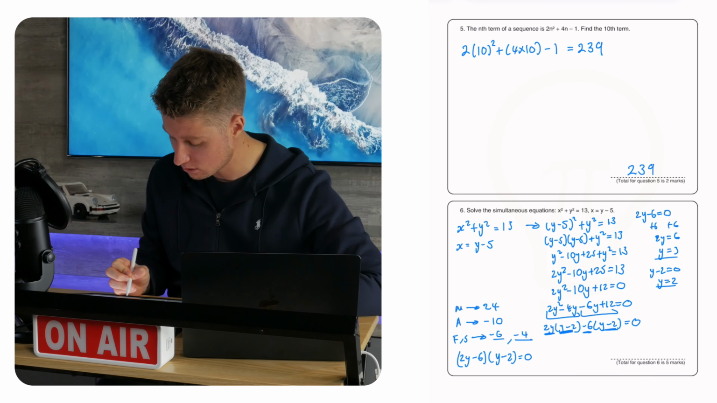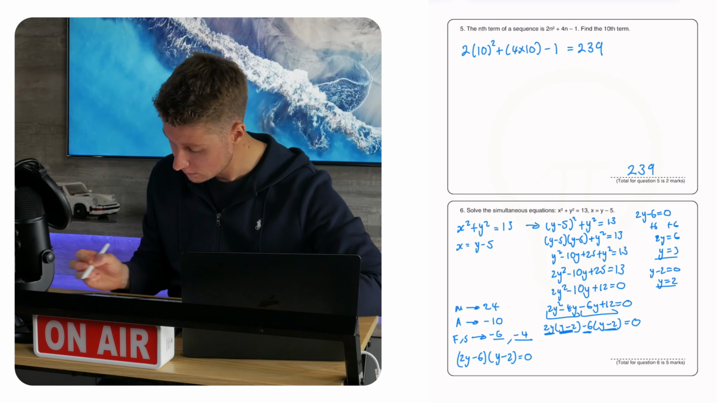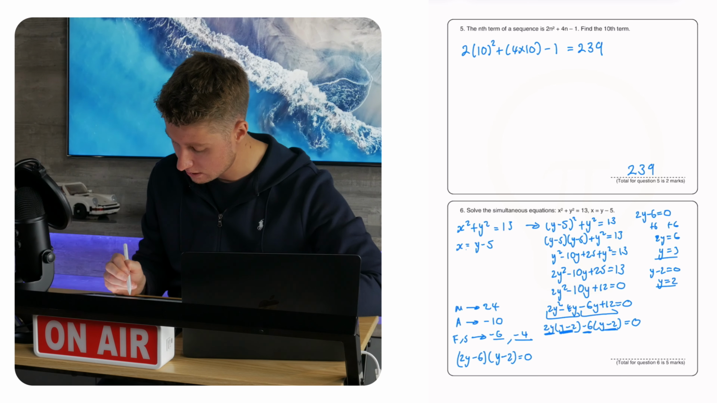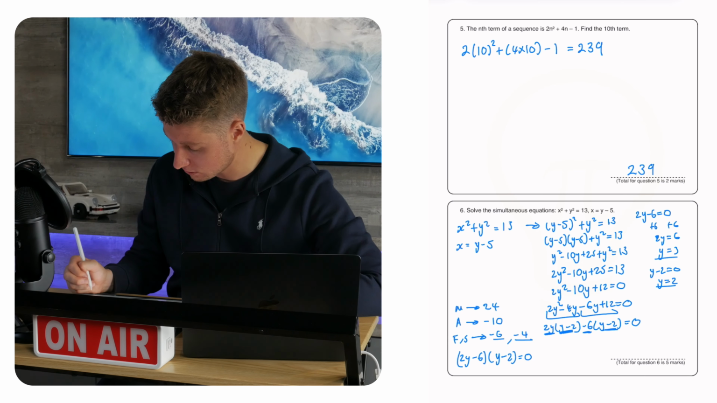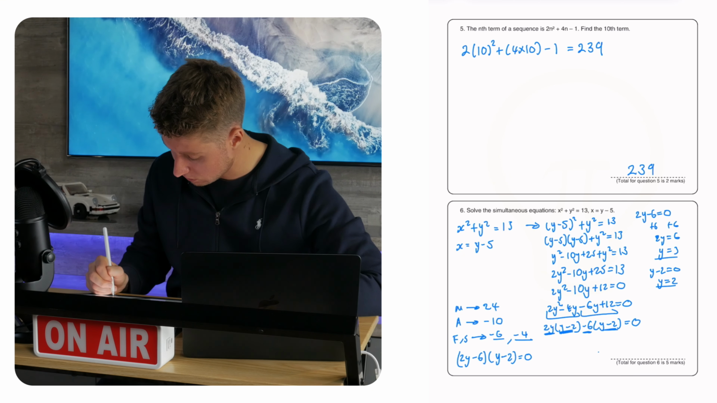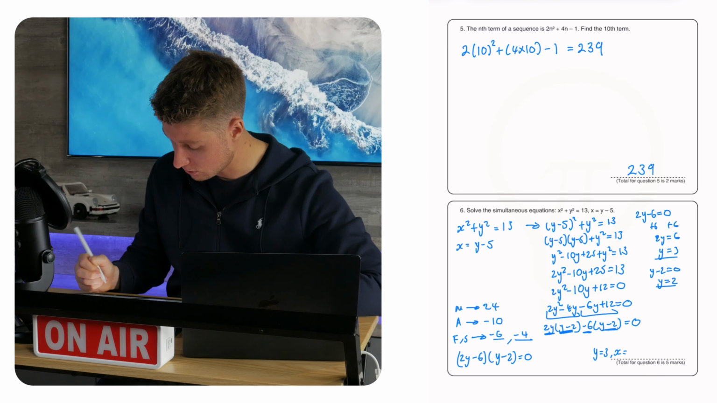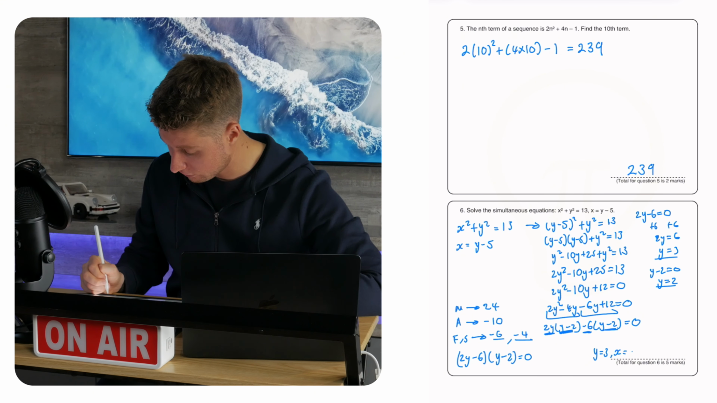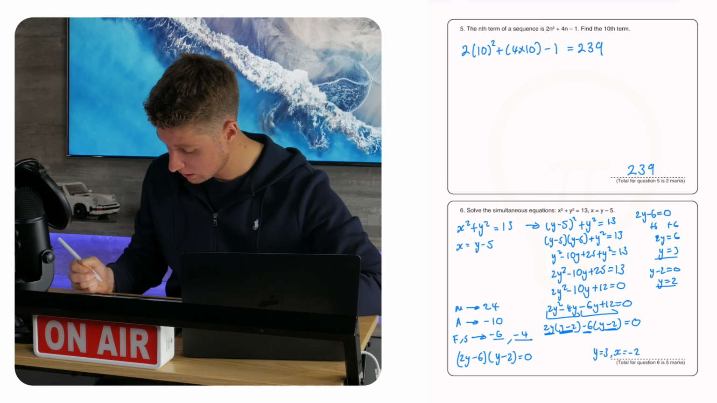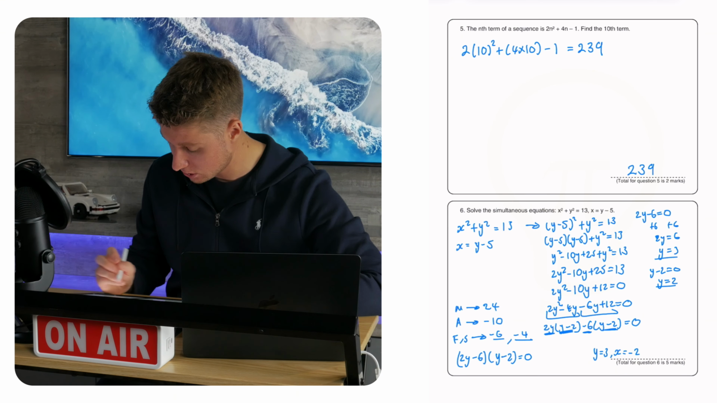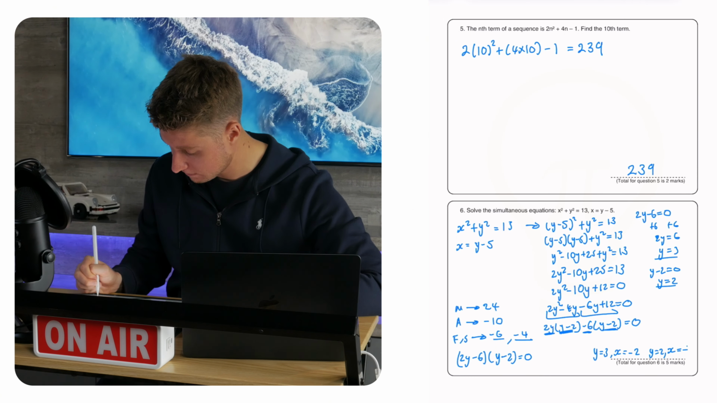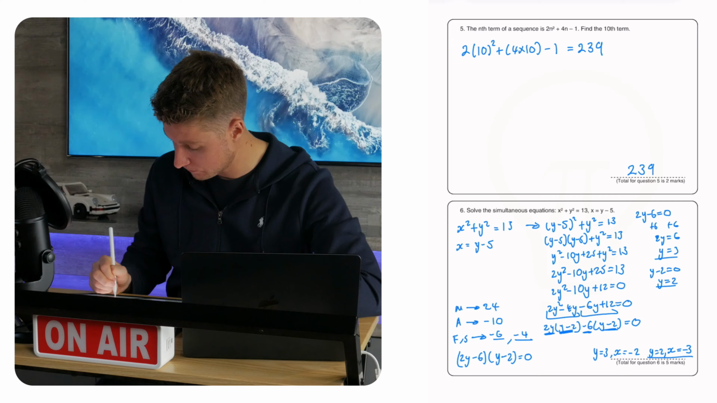We're told x is equal to y minus 5, so if we substitute in y equals 3, x is equal to 3 minus 5, which is equal to minus 2. So when y is equal to 3, x is equal to negative 2. And if we substitute y equals 2 into here, x will equal negative 3. So here we have our two solutions.